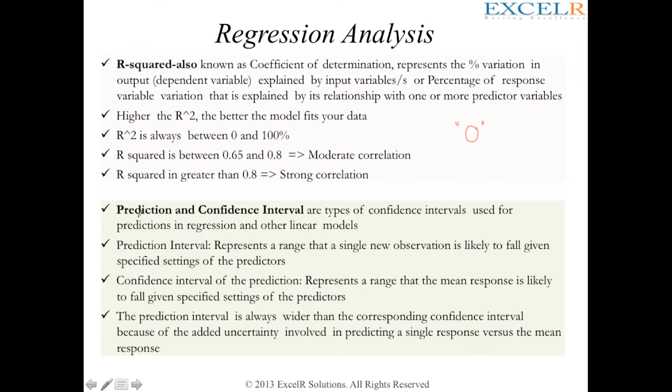Within intervals also, we have two intervals, and Tableau uses confidence interval, not the prediction interval. So I'm going to discuss confidence interval. We have already discussed that in the previous sessions. Confidence intervals represent a range within which the mean response is likely to fall. So if you take multiple samples, you get multiple outputs. If you take the average of those, it should fall within this range. And that is the definition of confidence interval.